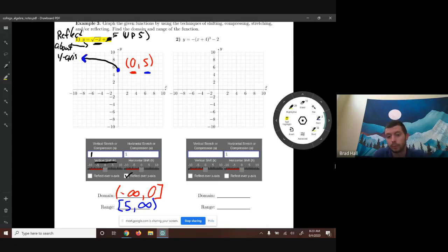Having the graph is really convenient to help us determine some characteristics about the graph, such as the domain and the range. So that's why it's good to have a graph sometimes. So does anyone have any questions about that before we look at part 2 over here?